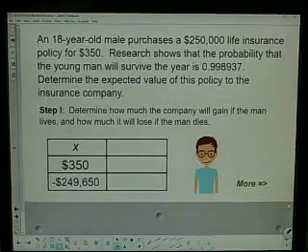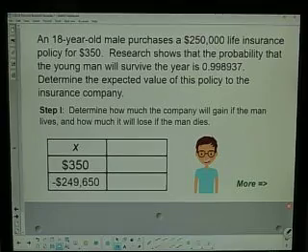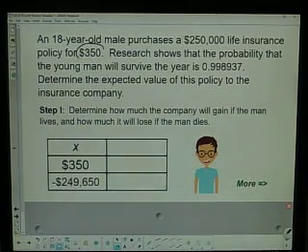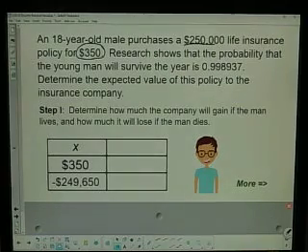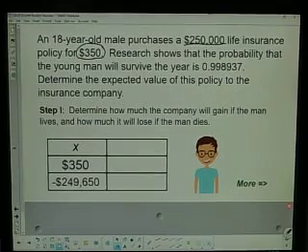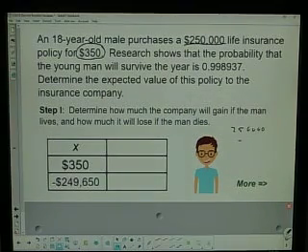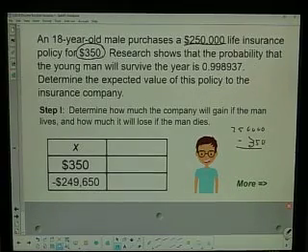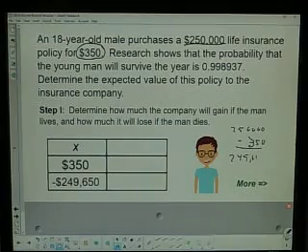But the reason your two x values are 350 and negative 249,650 is because you've already given the company $350. All right, if they're going to pay out $250,000 in the event that an 18-year-old man passes away, well, they've already collected $350, so they're only losing $249,650. Take your $250,000 and subtract $350, because that's what they brought in. They already got that money. So they're really only losing $249,650.